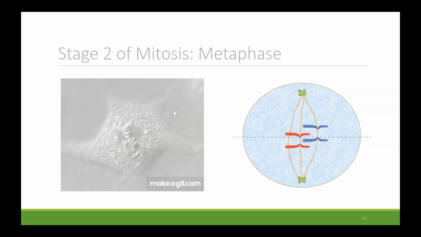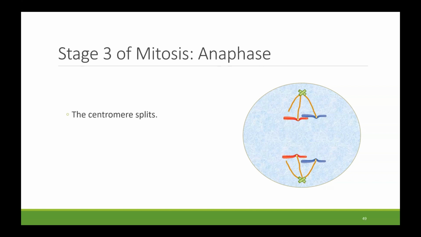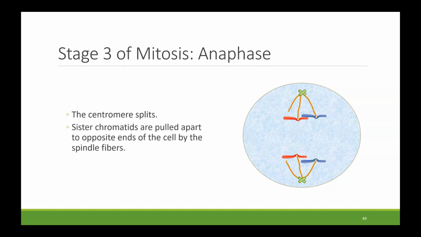The third step of mitosis is called anaphase. And during anaphase, the centromere will split, which leads the sister chromatids to be pulled apart to opposite ends of the cell by the spindle fibers. So during metaphase, the chromosomes were sitting there at the equator. They're under tension because they're being yanked on by the spindle fibers in either direction. And then as soon as the centromere breaks down, the 2 identical halves of the chromosomes are immediately pulled to opposite ends of the cell.